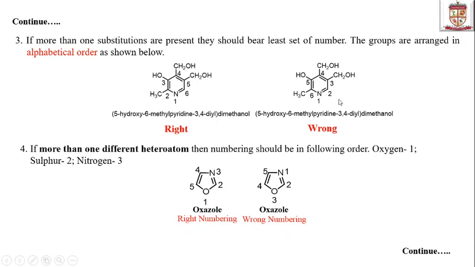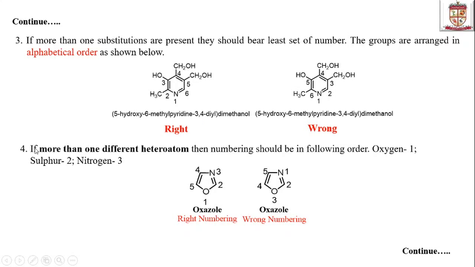And in this case, this is the wrong numbering, because this example didn't follow rule number two, that is the lowest possible number, and it didn't follow rule number 3, that means the alphabetical order. That's why this kind of numbering is wrong, and this follows rule number 3, that is alphabetical order, and hence this is the right way to give the numbering.